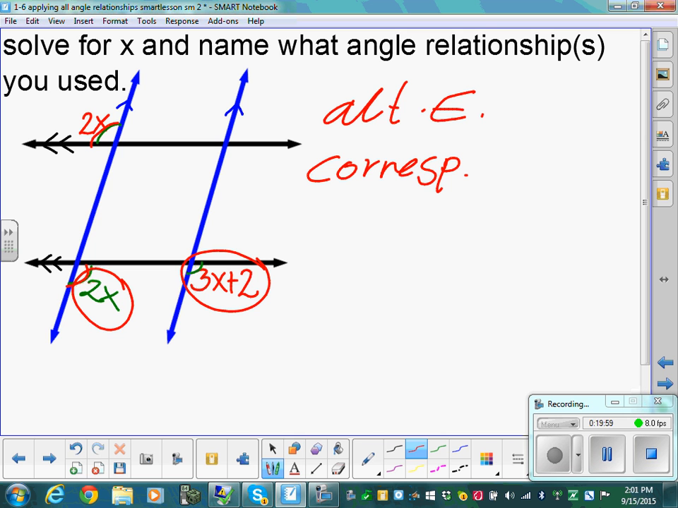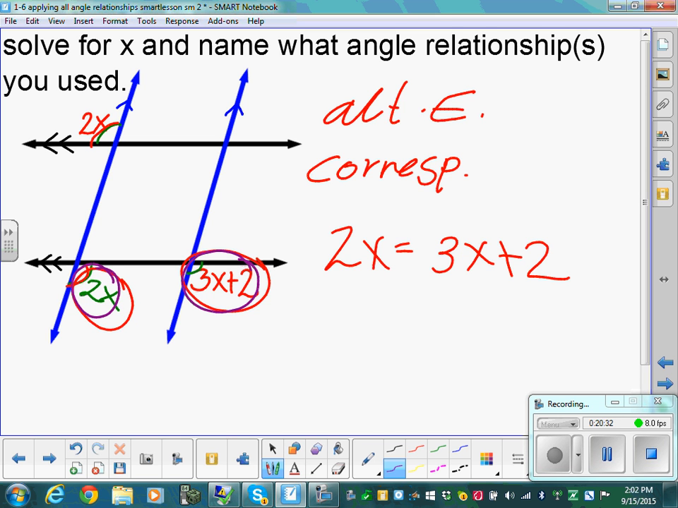So a true statement would be to say 2x is equal to 3x plus 2. Now your answer would have been incorrect if you had just said they're equal. I would have said to you, no, you need to tell me why you did that. Because if you said alternate exterior angles, that wouldn't be true. Okay, so now let's solve for x. They're equal because they're corresponding, they sit on top of the parallel line, on top of the parallel line. Now congruent means equal.